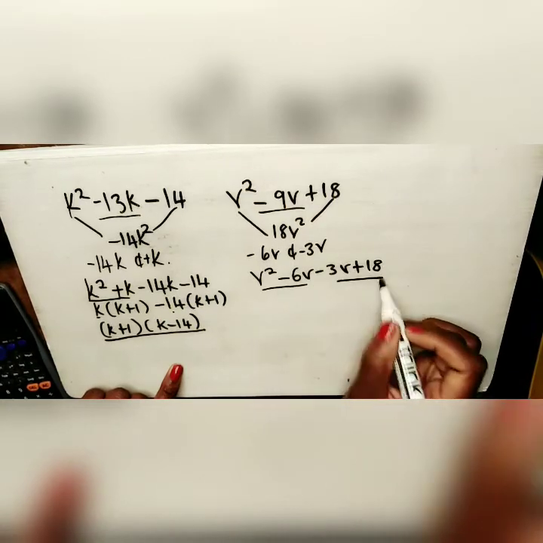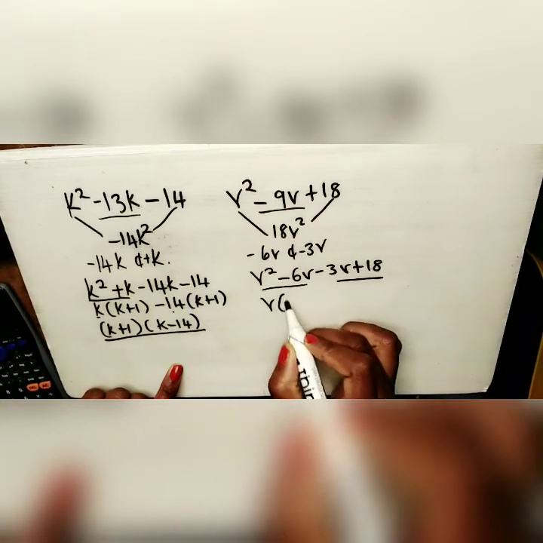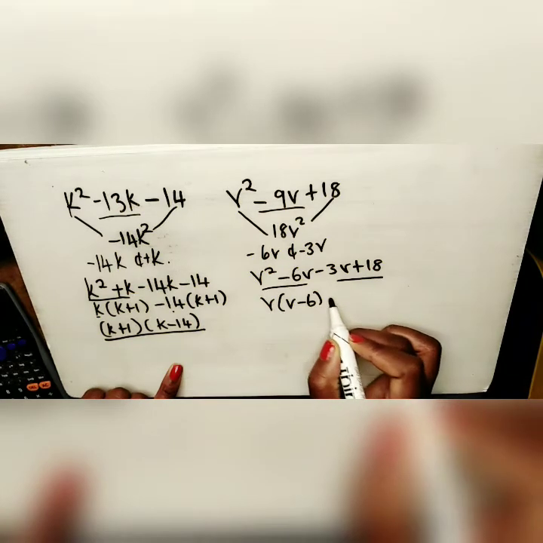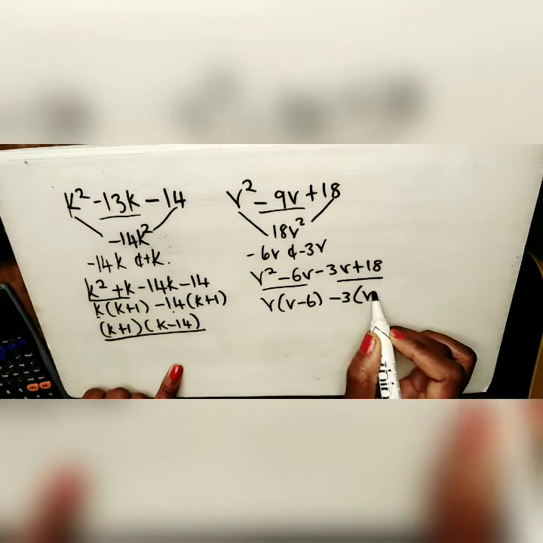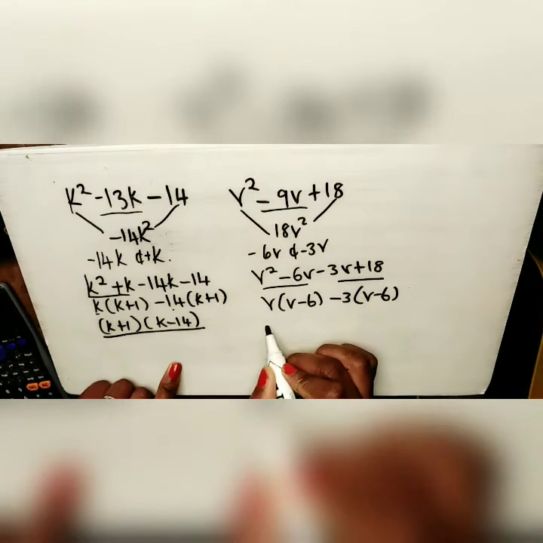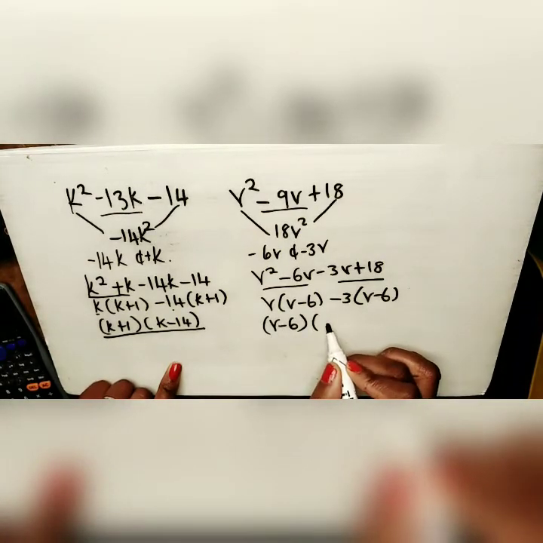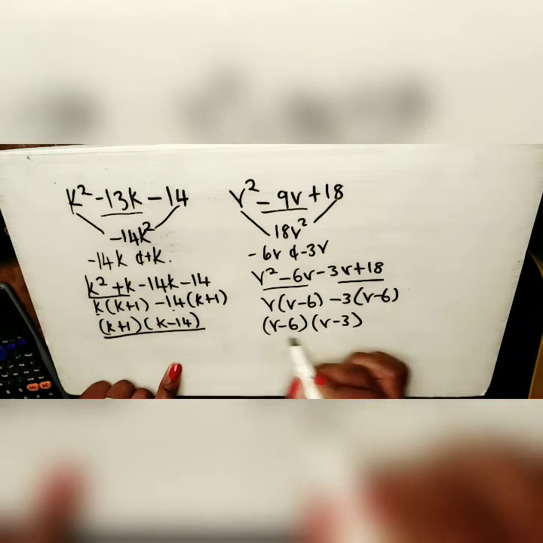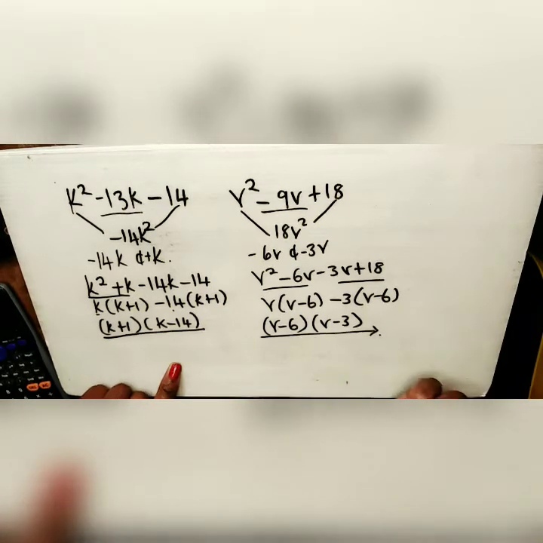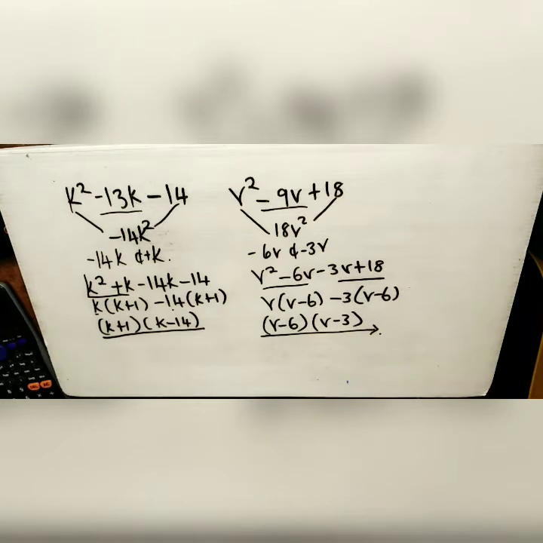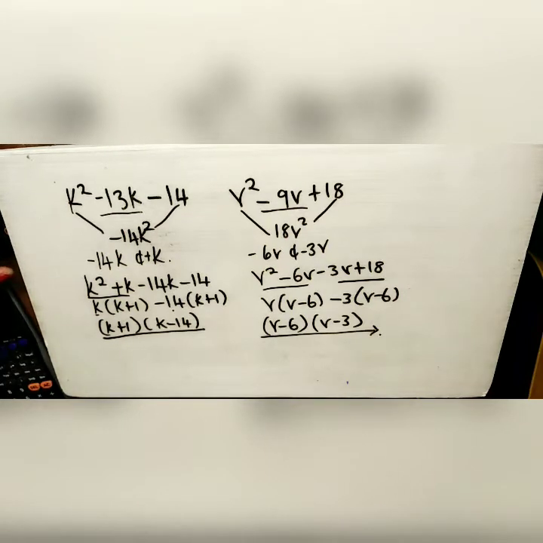We factorize by grouping. V is common. We remain with v minus 6. That side, minus 3 is common. We also remain with v minus 6. So v minus 6 is our common bracket, and then v minus 3 forms the other bracket. Okay. Hopefully you guys are following. I know there are many ways of killing a cat, but this is the only way that we are going to look at today to factorize quadratic expressions in that form.